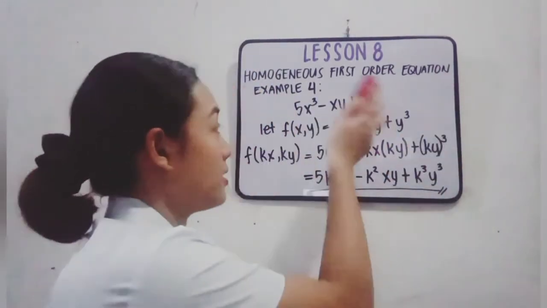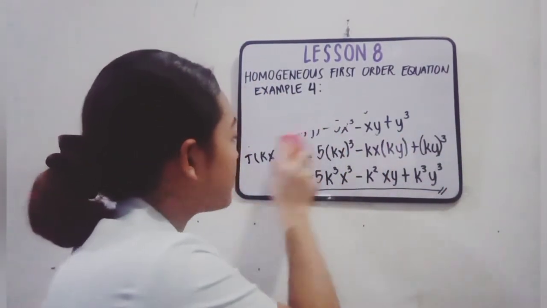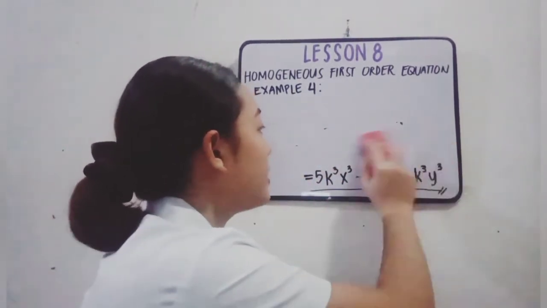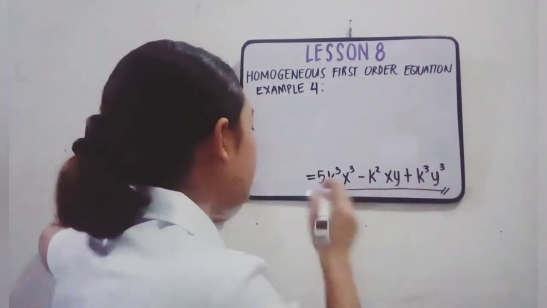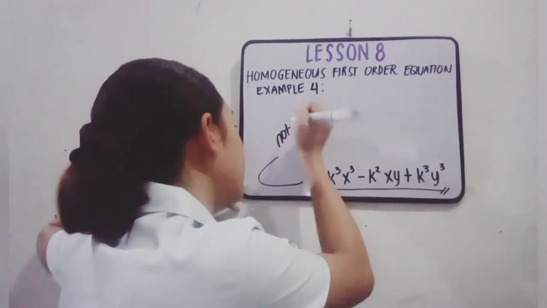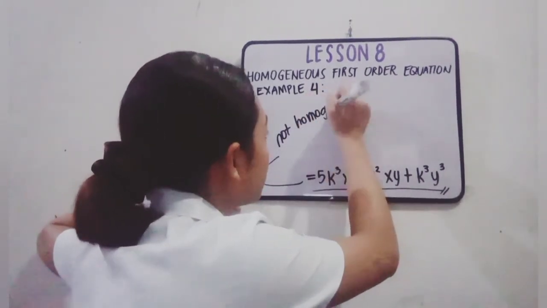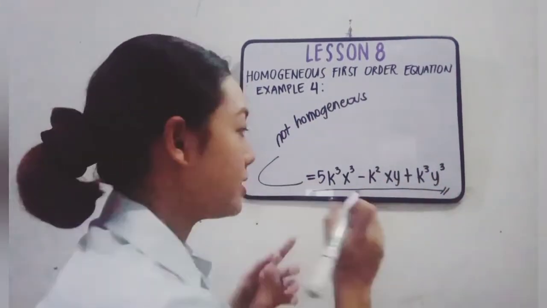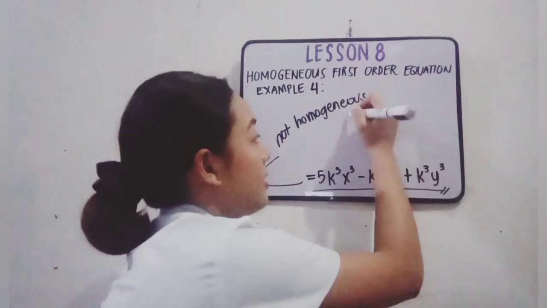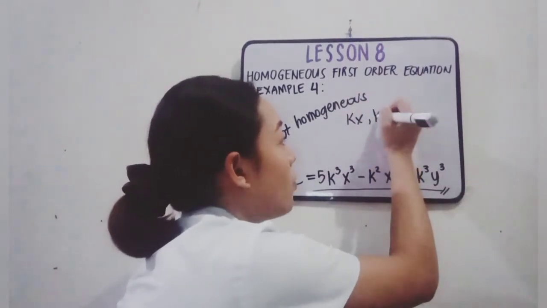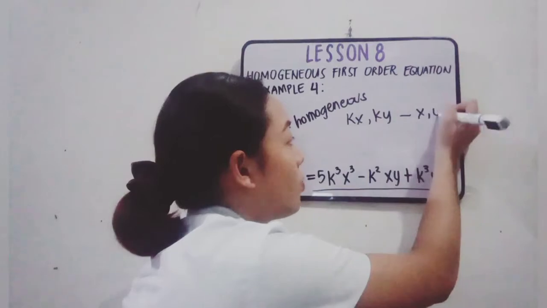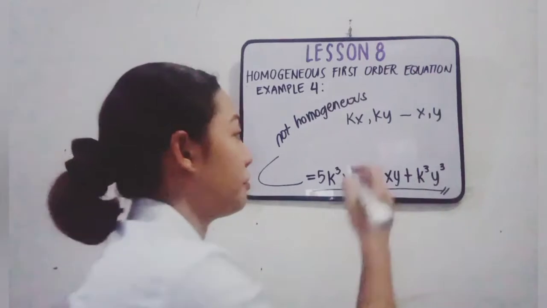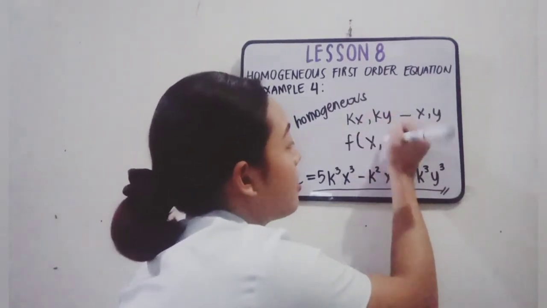So, let me just erase what is above. Therefore, this answer is not a homogeneous equation. Why? Because the substitution of our kx and ky into our x and y did not produce the original form. What is our original form? Is it not f of x and y?